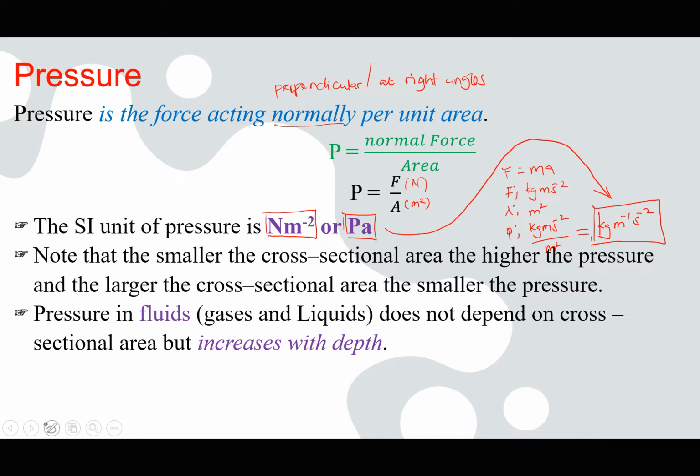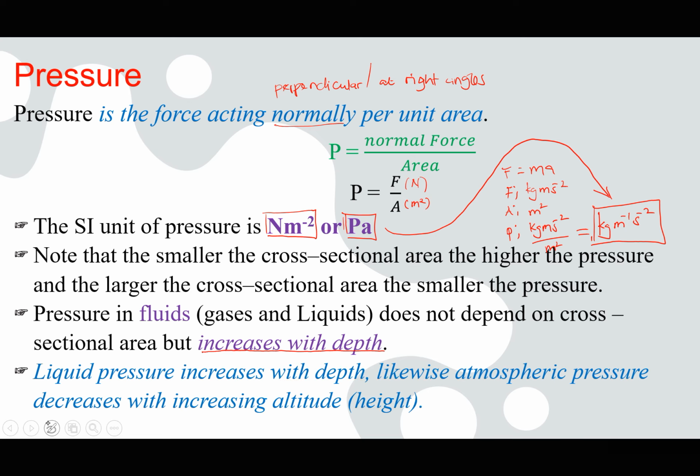I think you might have not proved this, but we can prove it right now. So pressure in fluids depends entirely on depth, as we are going to see. Pressure in fluids does not depend on cross-sectional area, even though pressure is the normal force acting per unit area. It depends on depth. In fact, pressure in fluids increases when the depth increases. Liquid pressure increases with depth.